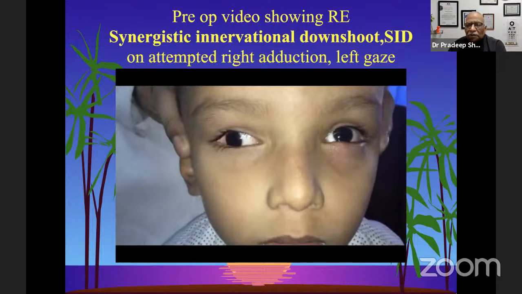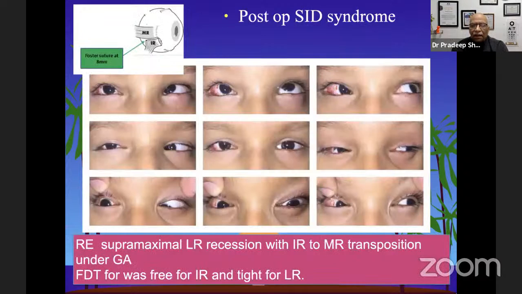So what we need to do is disinsert the inferior rectus and position it in place of medial rectus, and that would do the job. So this is what has been done. The inferior rectus has been disinserted and placed adjacent to the medial rectus, and you can see that the eye gets corrected as well as the downshoot is also corrected.